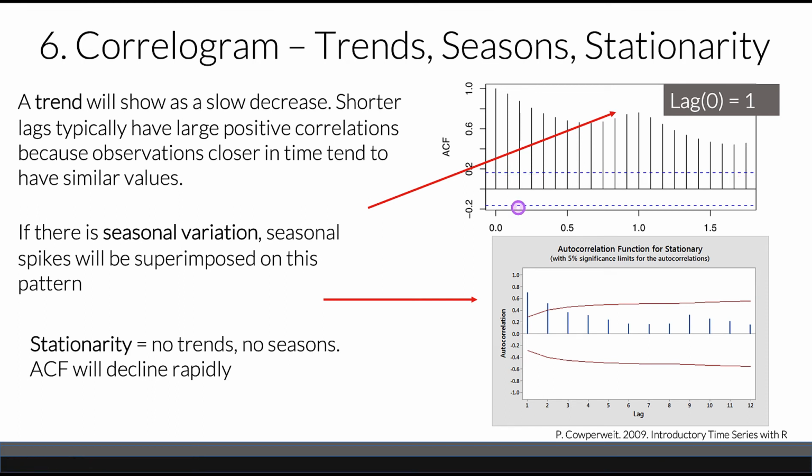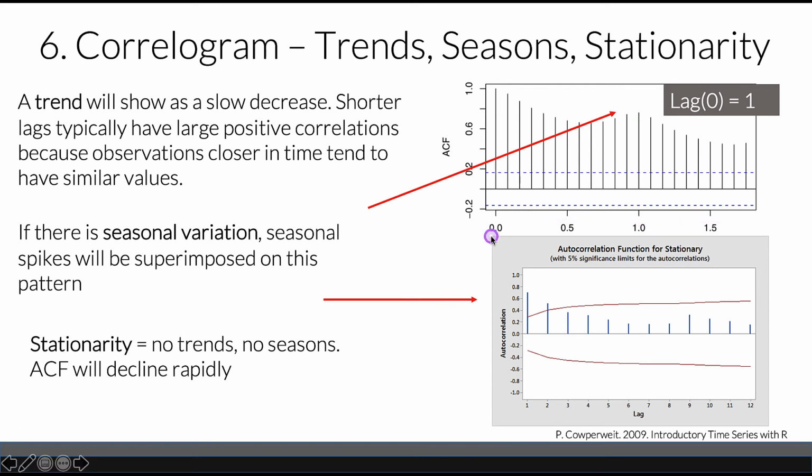If there's a seasonal variation, you can observe seasonal spikes. In this case, the data is air tickets for passengers. The spike is around 1 year. The lags are year lags, so there's a spike at 1. Seasonal spikes will be superimposed on this pattern.